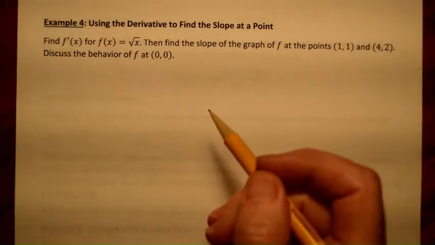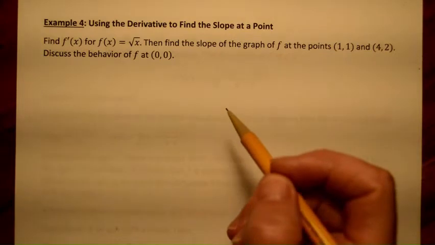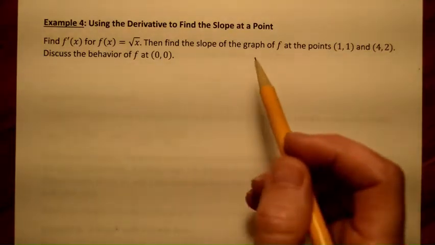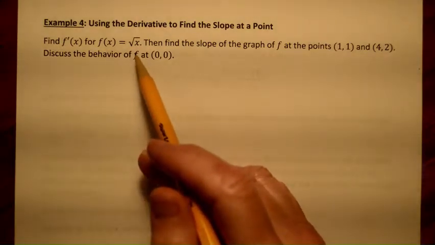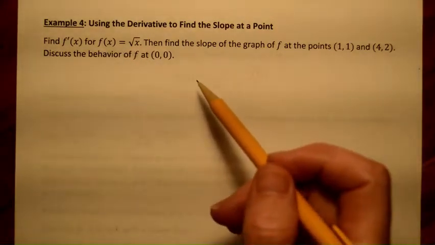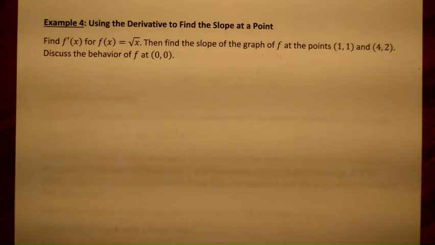So what we've done up to this point is we've just found the derivative of functions or the slope of the tangent line at a specific point using the limit definition. So we're going to continue to do that before we start talking about shortcuts.